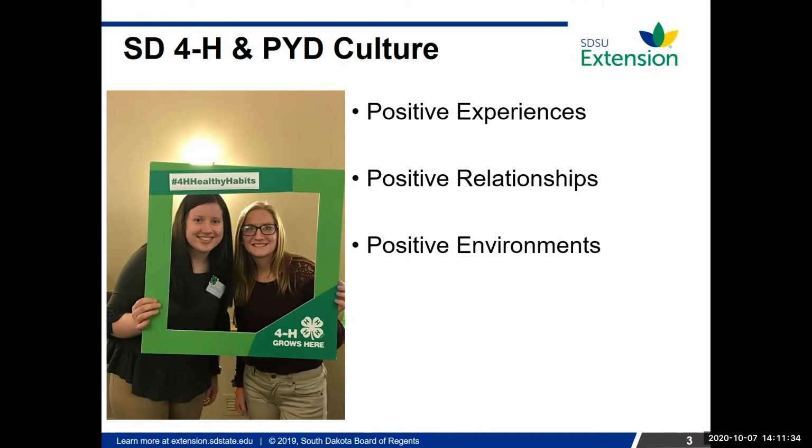However, as the adults in the room, you have a direct impact on how those experiences happen for youth and that includes how you as adults treat other adults. Modeling positive behavior is essential to creating a PYD culture in 4-H programming. Think about how you address youth, adults, and professionals in the 4-H program.